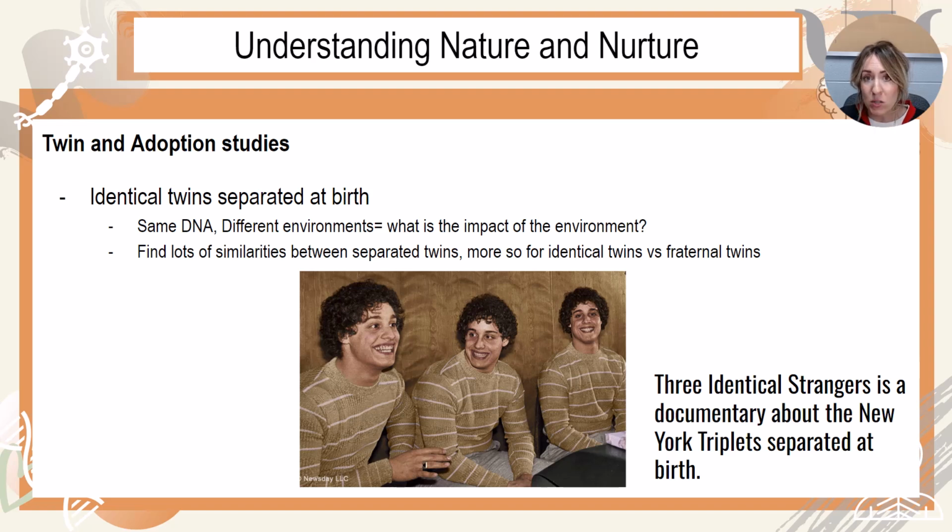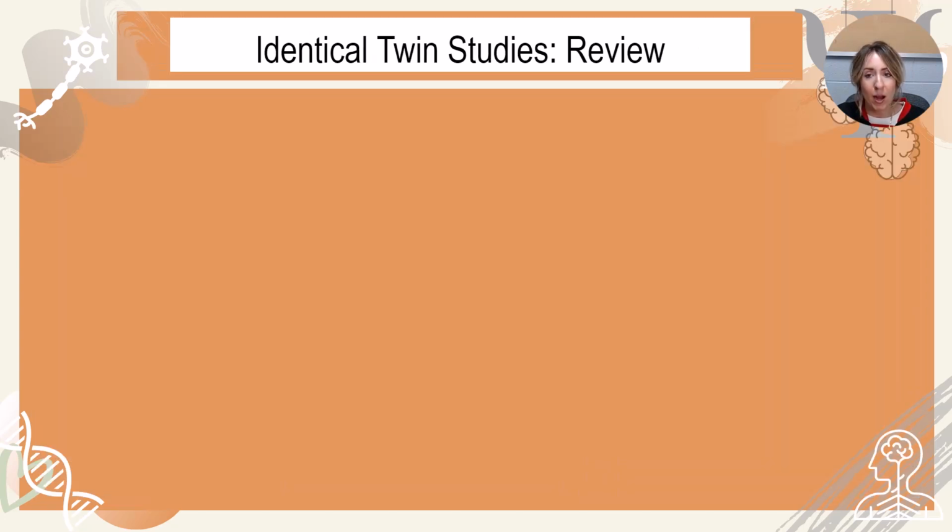What we find when studying twins this way is that there are lots of similarities between separated twins, but much more similarities for identical twins than fraternal twins. So let's take a little bit more of a specific look at how we would use this for identical twins.